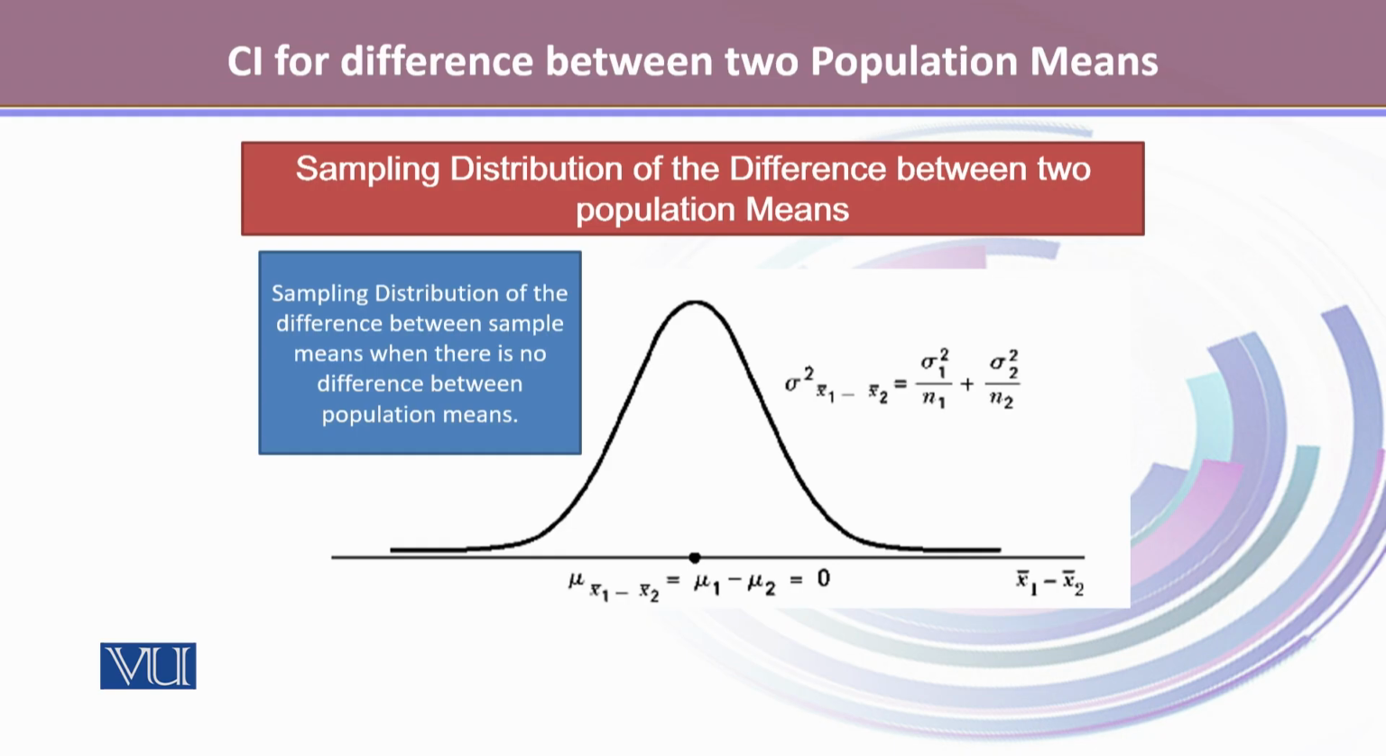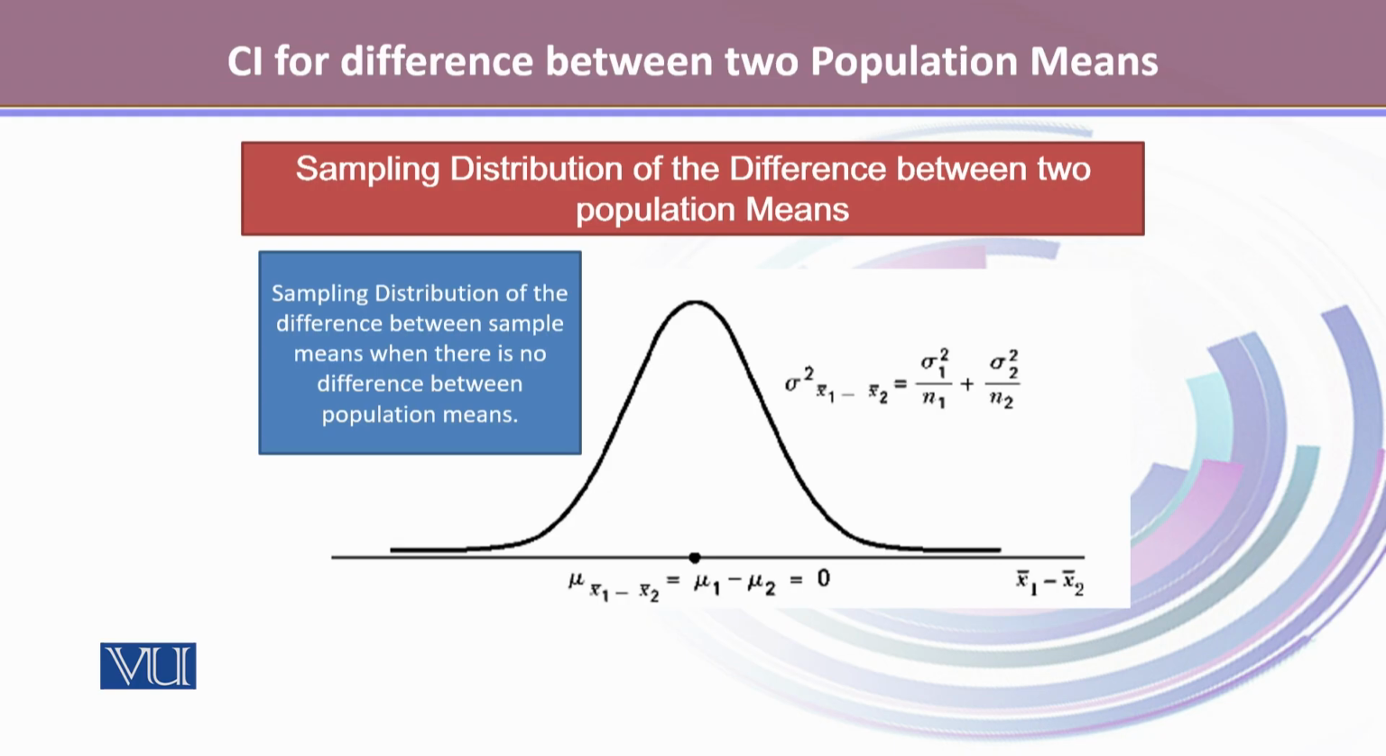To develop the expression for the interval estimate for the difference between two population means, it's very important that we understand the sampling distribution for the difference between two population means. The sampling distribution of the difference between sample means, when there is no difference between the population means, can be given by mu x bar 1 minus x bar 2, which equals mu 1 minus mu 2, which equals 0.